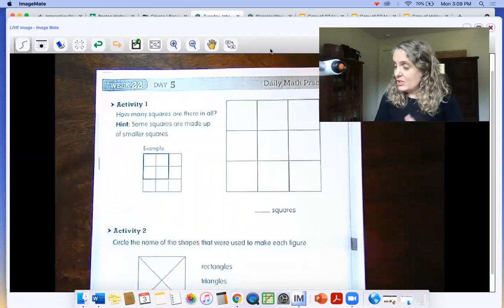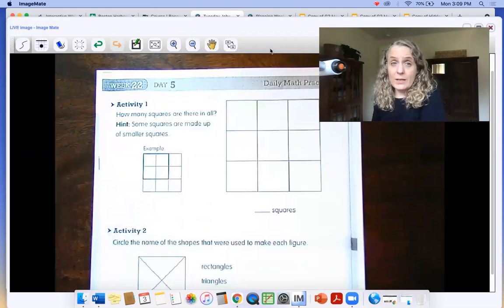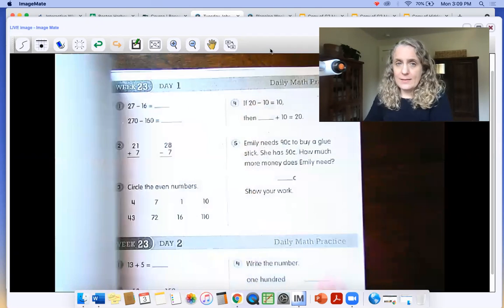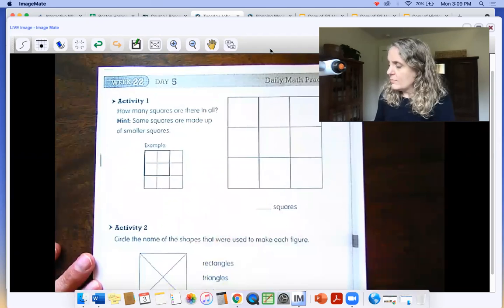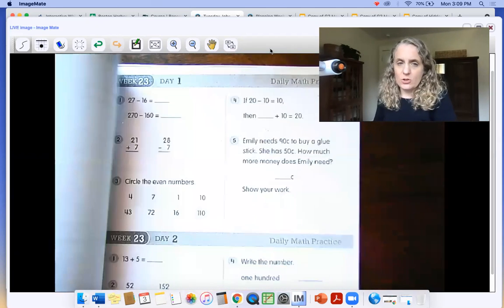Hi, second grade mathematicians. So we are going to do some morning math pages. We're going to do this page and this page. Okay, this page is pretty easy, quick. So then we'll just do this full page, all right?